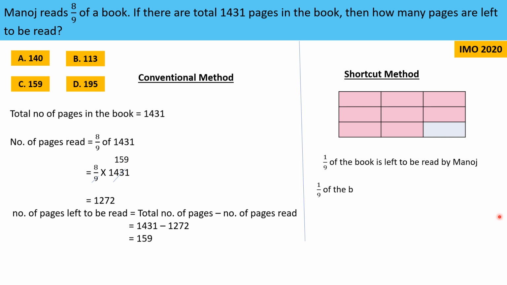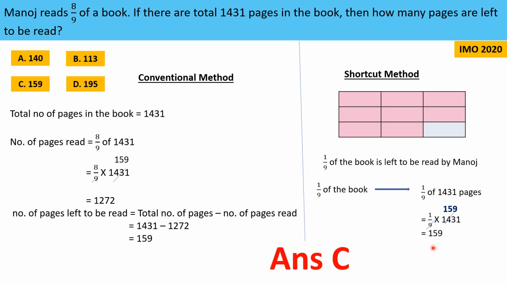1 by 9 of the book implies 1 by 9 of 1431 pages. That is 1 by 9 into 1431. 1431 divided by 9 is equal to 159. 159 into 1 is equal to 159. So the correct option is C 159.